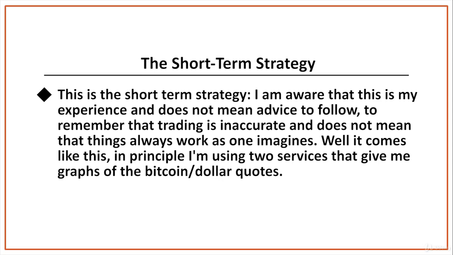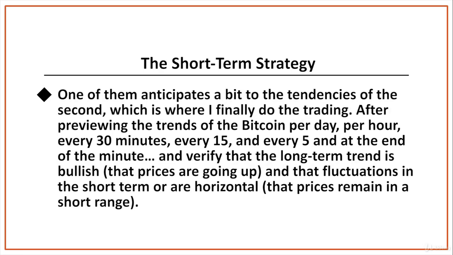In principle, I'm using two services that give me graphs of the Bitcoin or the dollar quotes. And one of them anticipates a bit the tendencies of the second, which is where I finally do the trading. After previewing the trends of the Bitcoin per day, per hour, or every 30 minutes, or every 15 minutes, or every 5 minutes, and at the end to the minutes, I verify that the long-term trend is bullish, that prices are going up, and that fluctuations in the short term are horizontal, that prices remain in a short range. But after verifying these conditions, we started trading, and this was what I did.